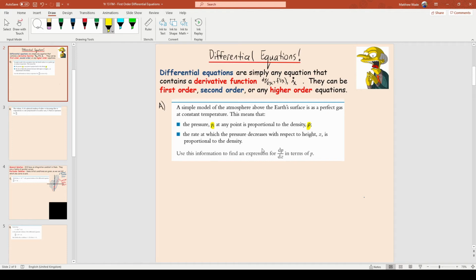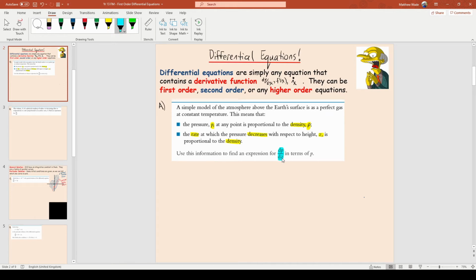The rate at which the pressure decreases with respect to Z is proportional to the density, okay? So the rate at which this decreases with respect to Z is proportional to the density, which was rho. And there we go. The question says, use this information to find an expression for dp dz in terms of P.